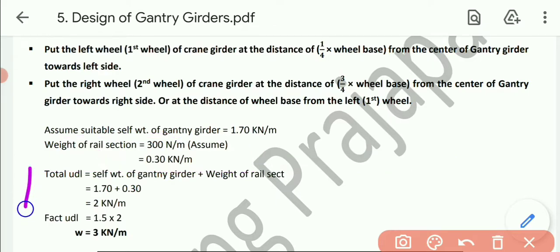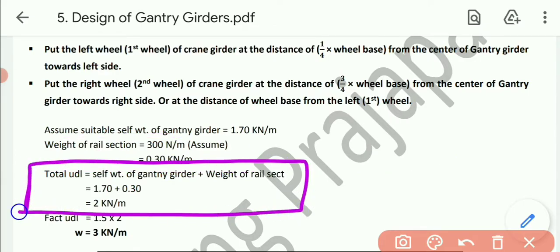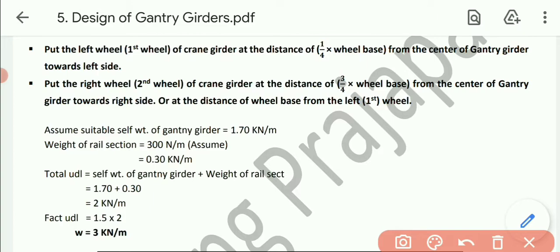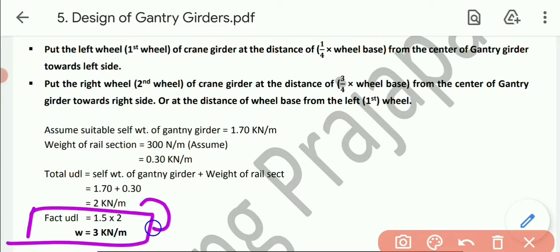So now total UDL will be self weight of the gantry girder plus weight of the rail section, that is 1.7 plus 0.3, so the answer is 2 kilonewton per meter. Okay, and then finally let's convert it into the factored load, that is multiply by 1.5.